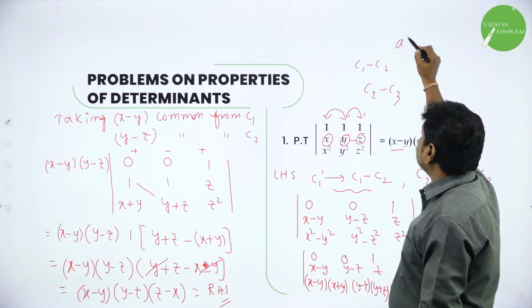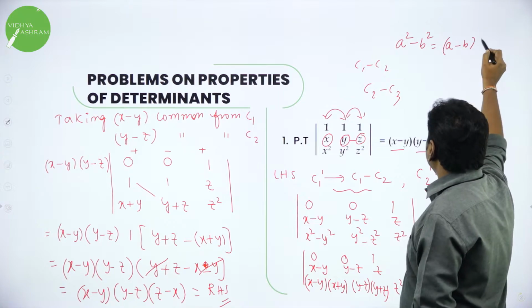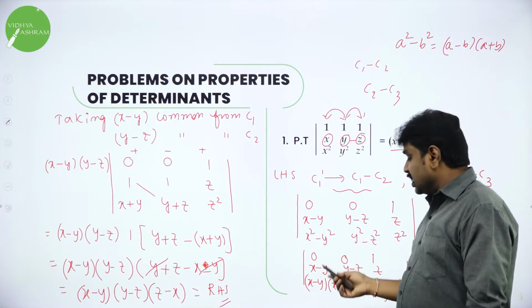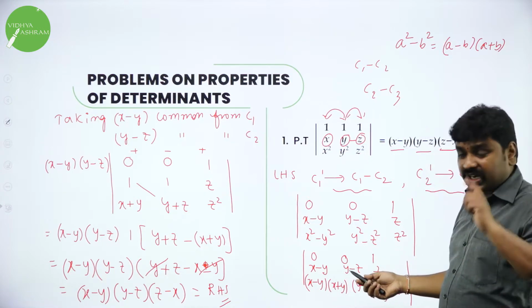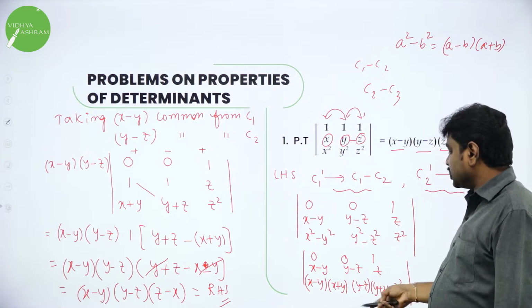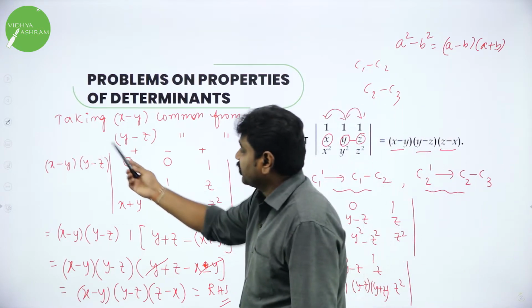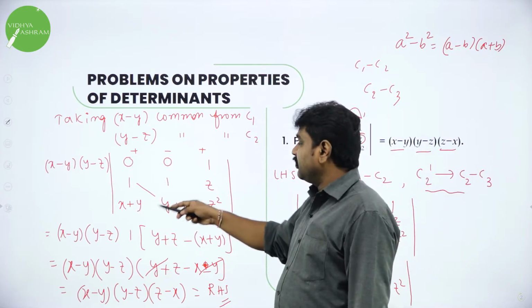All of you know what is a square minus b square? A square minus b square is (a minus b) into (a plus b). Similarly, x square minus y square can be written as (x minus y) into (x plus y). Here y square minus z square can be written as (y minus z) into (y plus z). From the first column take x minus y out. So, I have done it. From the second column take y minus z out. I have done it. Remaining we have this.